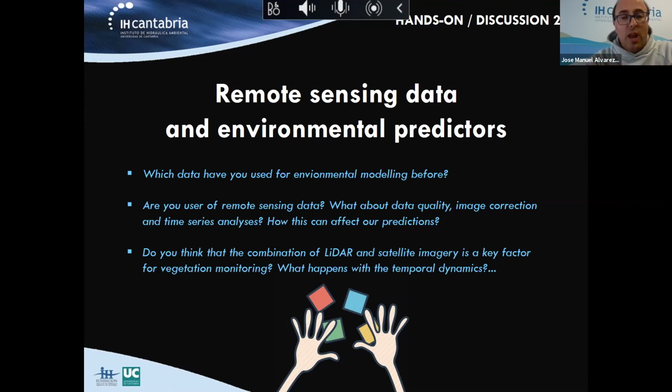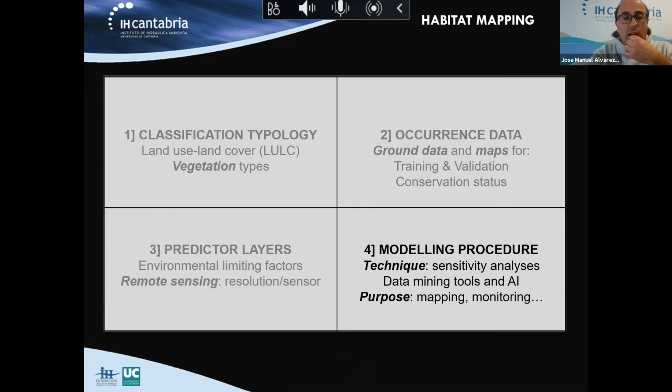And then the combination of LiDAR, even radar, with optical satellite imagery, typically of medium or very high resolution, is a key factor. But what happens with the temporal dynamics? If I say I have LiDAR, I have everything, okay, but LiDAR is a snapshot of one day. You will have no LiDAR the next year, and you have no LiDAR from 12 years ago. So how do we deal with that? That's another thing I would like you to think about and take into account.